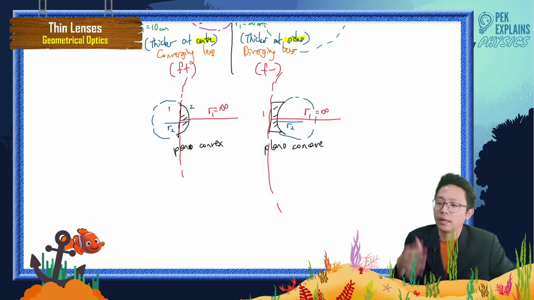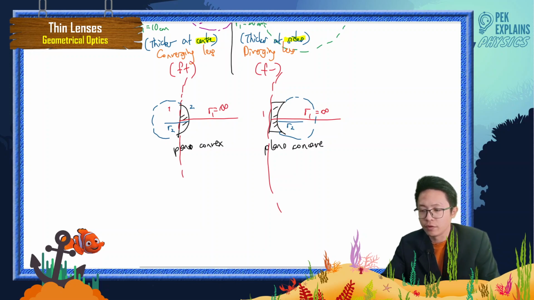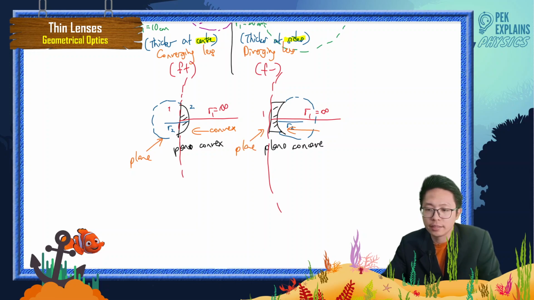I just want to say that plano-convex is a plane and a convex surface. From this side I see a plane, and from this side I see a convex. For plano-concave, from this side I see a plane, and from this side I see a concave.